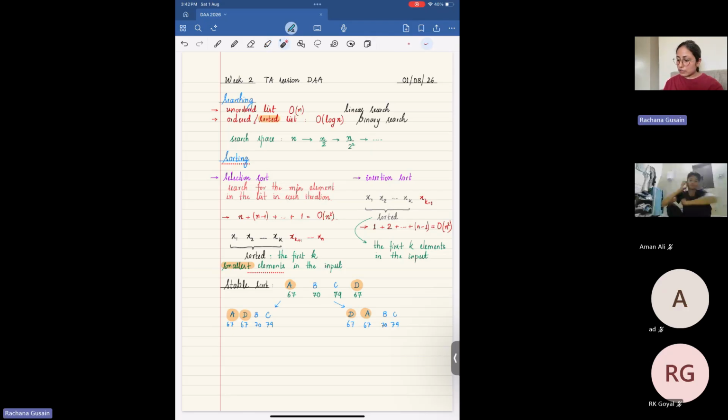In the input we had A and D, they both had the same marks, 67, but A occurred before D. Right? So a sorting algorithm is stable if it maintains this ordering. In the sorted order, A must come before D. Then it is a stable sorting algorithm. This is also sorted, but since the ordering has been changed, it is swapped, this one is not a stable output. Okay. Now, is selection sort stable?